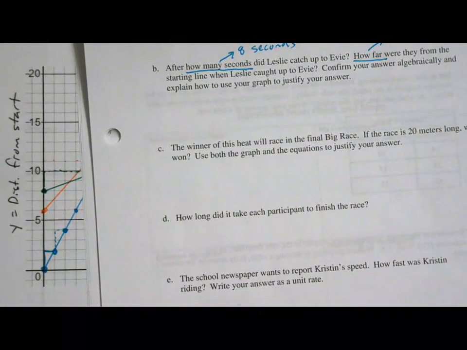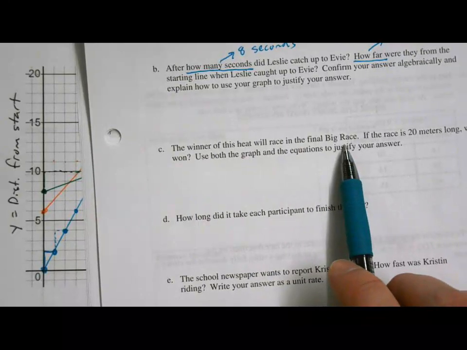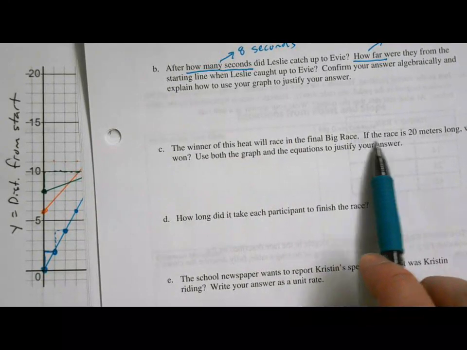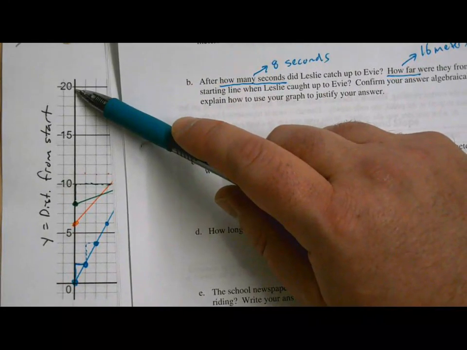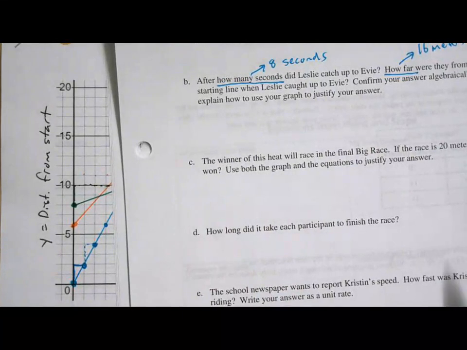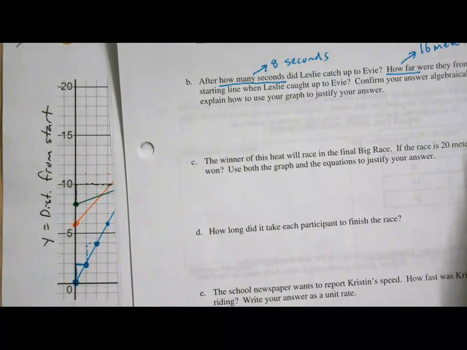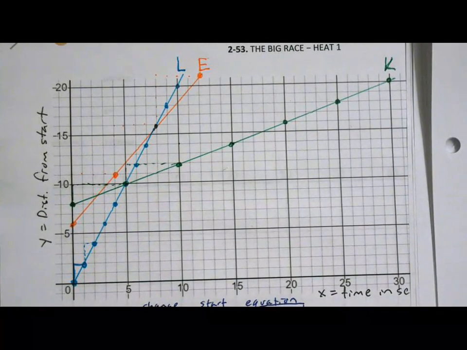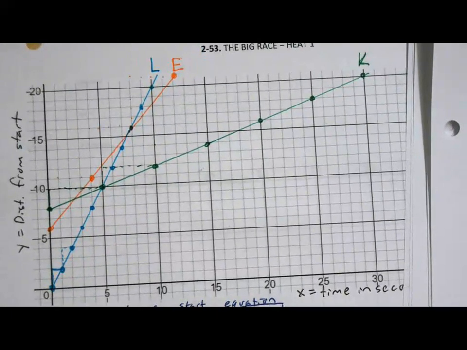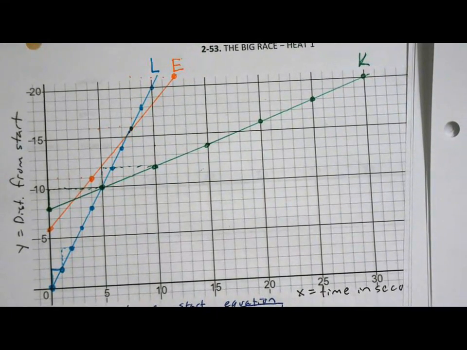The winner of the heat will race in the big race finals. The race is 20 meters long. That matches what we see on our graph. That's all the higher our graph goes. The next question is, who won? Who won? Leslie, Kristen, or Evie? Who won?